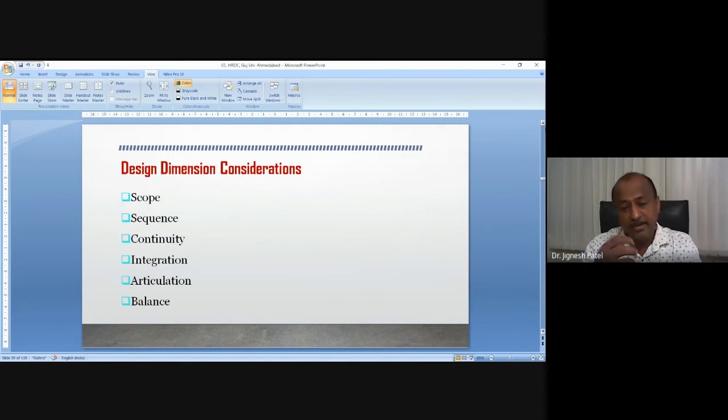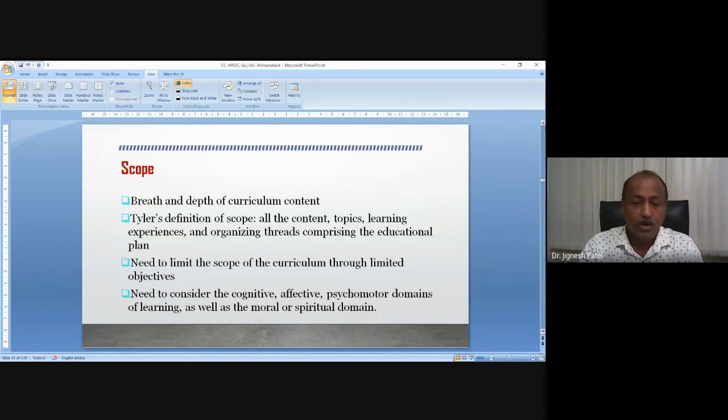Then the design dimension of the consideration. While talking about this, we have to think about six different considerations. First one is scope, then sequence, continuity, integration, articulation, and balance. All these contents we have to focus on. Now, how the scope?